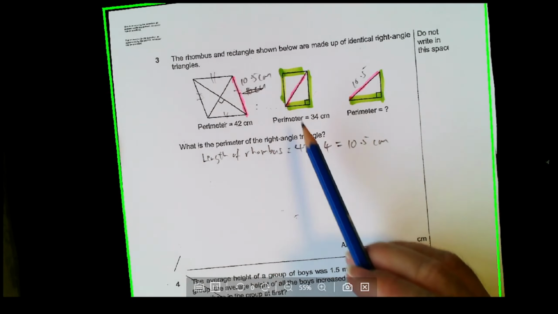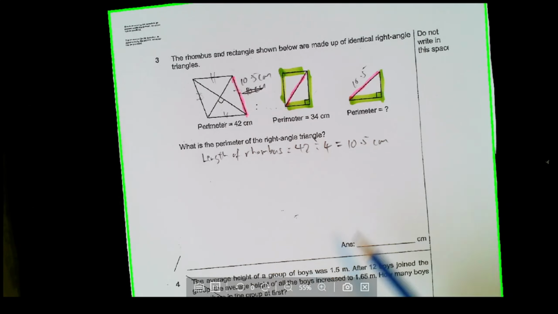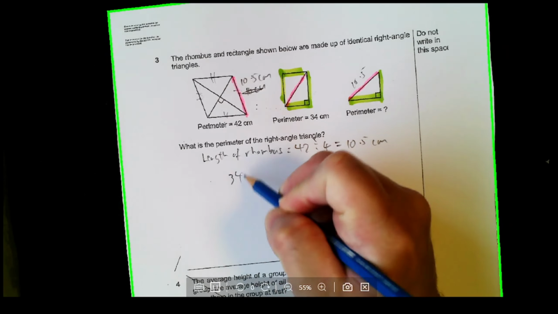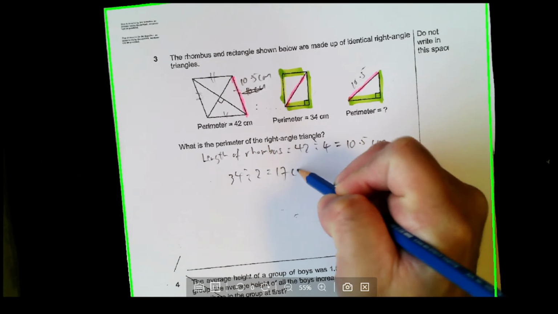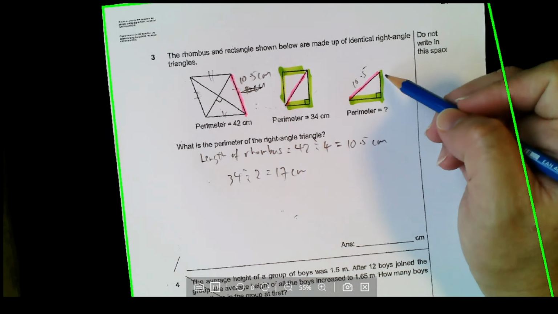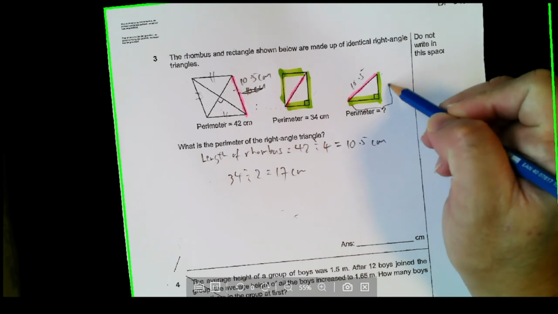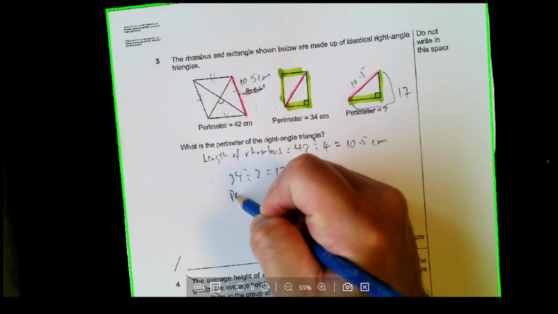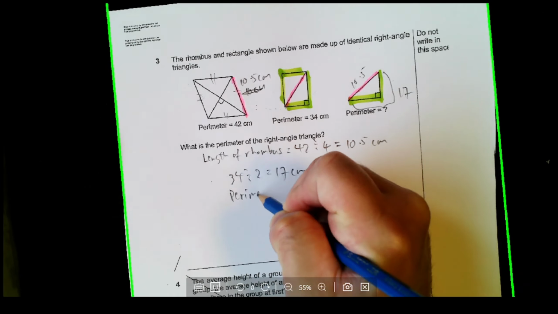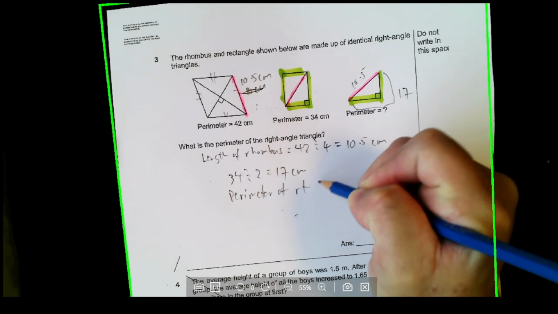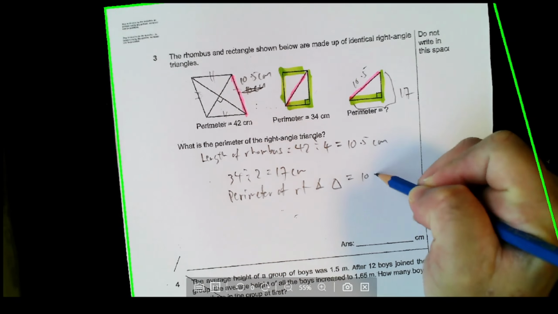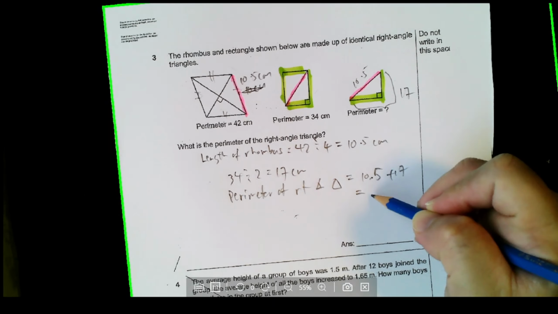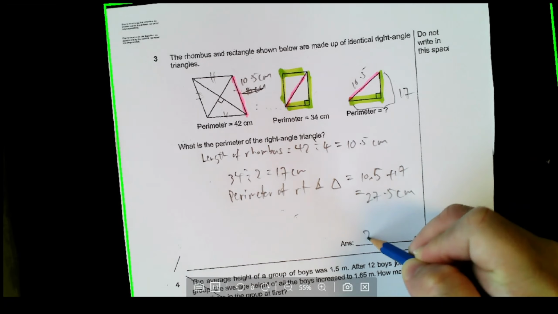These four sides will add up to 34, but only one half of it. So 34 divided by 2 will give you 17 cm. So these two together will give you 17. Okay? So perimeter of triangle, right angle triangle. Perimeter of right angle triangle is 10.5 plus 17 equals 27.5 cm.